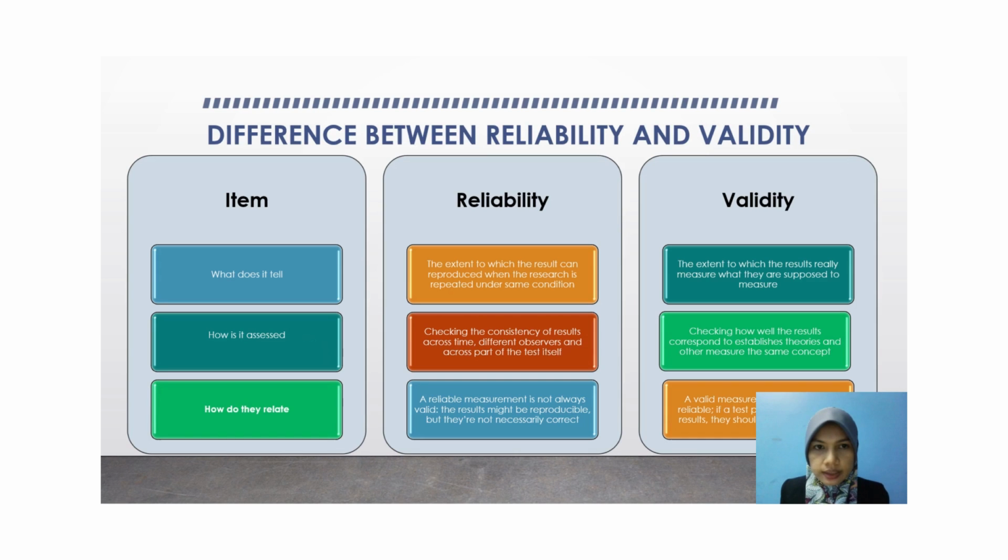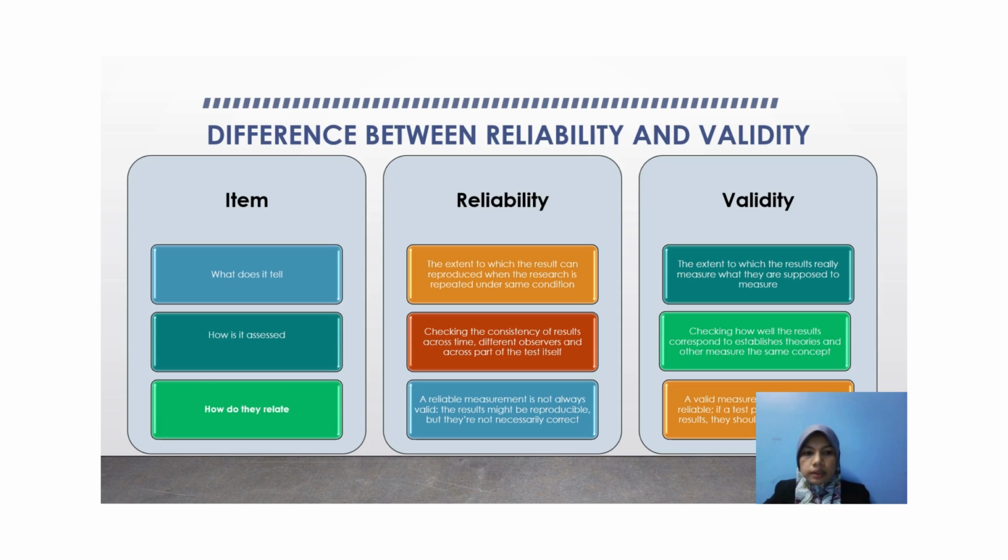So the next slide is the difference between reliability and validity. Okay, in terms of what it tells, reliability is the extent to which the results can be reproduced when the research is repeated under the same conditions. Whereas validity is the extent to which results really measure what they are supposed to measure.